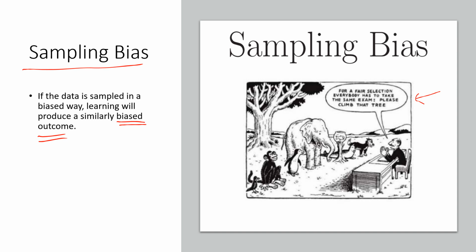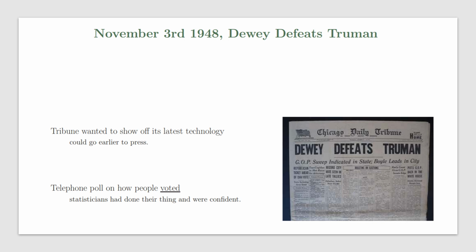Here a selection of people or animals is being made, and the person making the choice says, for a fair selection, everybody has to take the same exam. So everybody needs to climb the tree, and you already know before this test even happens that the monkey is the only one who's going to win or make any progress. So this is the fundamental idea of sampling bias. All right, in terms of machine learning, what does sampling bias mean?